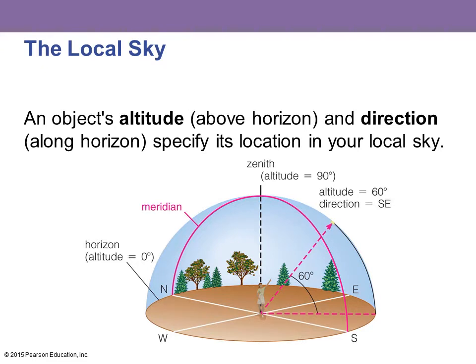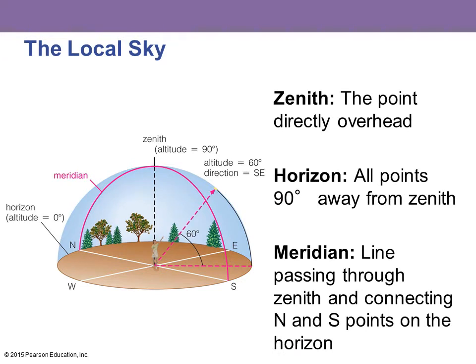If we draw a north-south line across our field of view, that line is called a meridian. So for example, when the sun crosses the meridian, it's usually noon at our local spot. So we have the zenith, which is the point directly overhead, our horizon, which is pretty much the lowest extent that we can see, and the meridian, the line that passes across the sky from north to south.